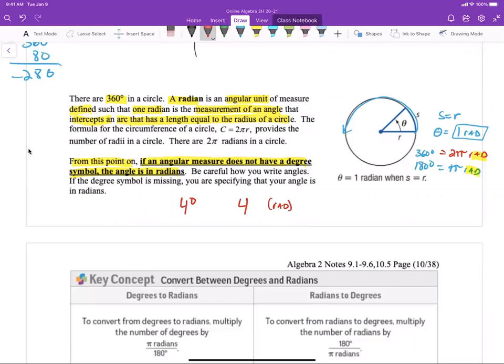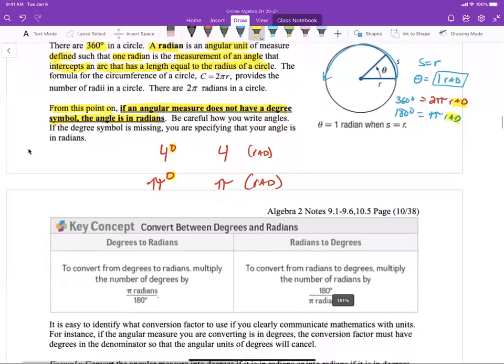Let me give you another example. You can actually have pi degrees for a measure of an angle, and it's in degrees. And if they give the angle to you as pi, then you must assume it is in radians. So this is very important. If you mean degrees, make sure that degree symbol is there.